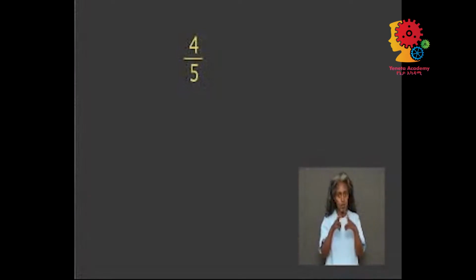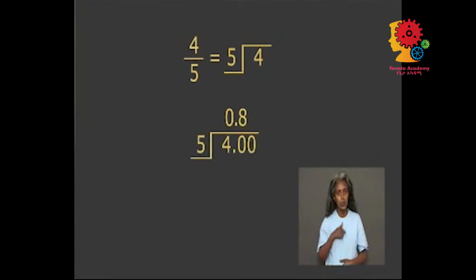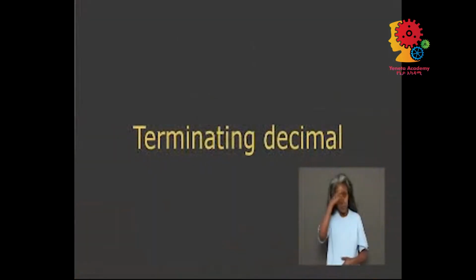Let us look at the fraction 4/5. This means 4 divided by 5. If we divide 4 by 5, we get 0.80. This is an example of a terminating decimal because the division ends when the remainder is 0.